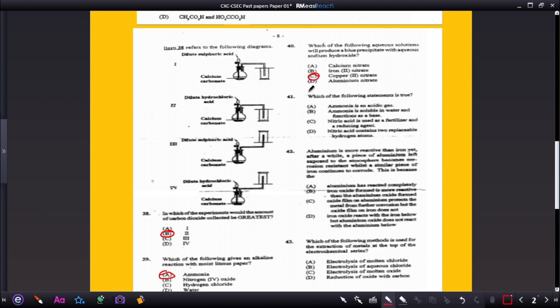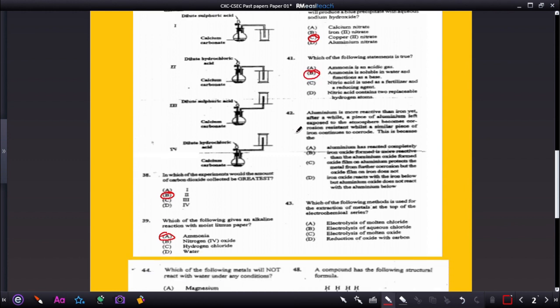41, which of the following statements is true? Ammonia is an acidic gas. That's not true, based on question 39. Ammonia is soluble in water and functions as a base, extremely soluble in water, ammonia that is. Nitric acid is used as fertilizer. No, nitric acid is corrosive, so you can imagine if that were used as fertilizer. Nitric acid contains two replaceable hydrogen atoms. We know the formula for nitric acid is HNO3, so that's not true. So the best answer there would be B.